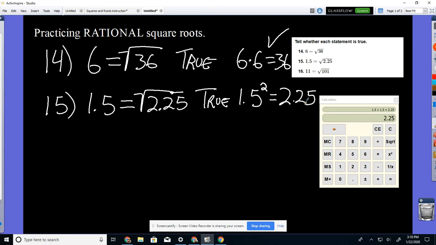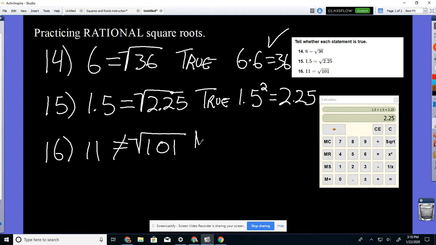Okay, next problem, 11 is not the square root of 101. Not true. And it's not true because 11 squared is 121. It is not 101. All right? So that's how we know that 11 is not the square root of 101. We can prove it by taking 11 and squaring it. You get 121. So the first two are true.